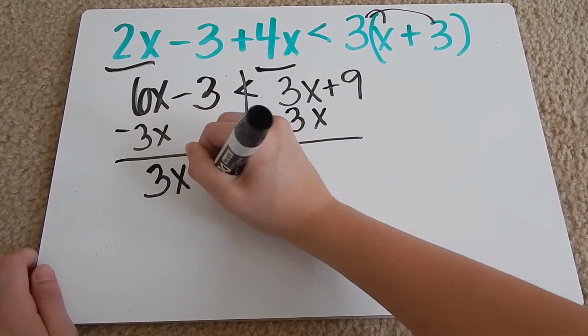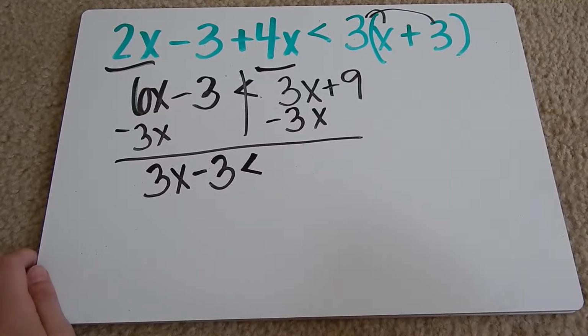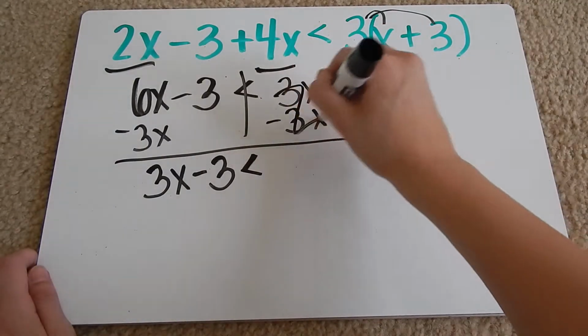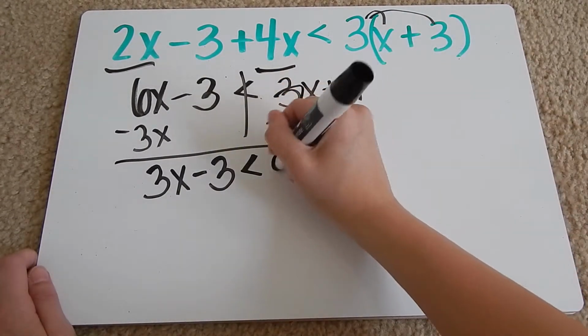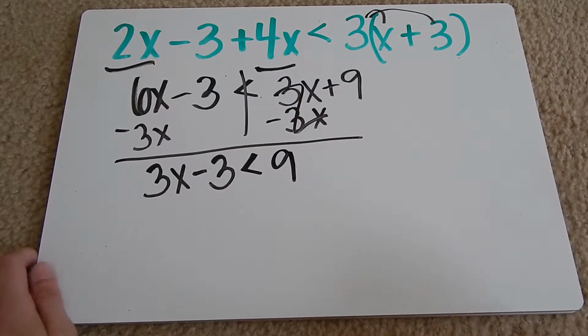Bring down my negative 3. Bring down my inequality symbol. Since I did not divide or multiply by a negative number, I keep this symbol the same. These are going to zero out. Bring down my 9. And then just solve this two-step inequality.